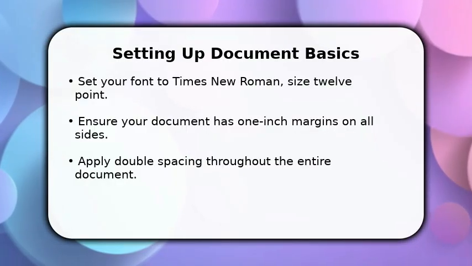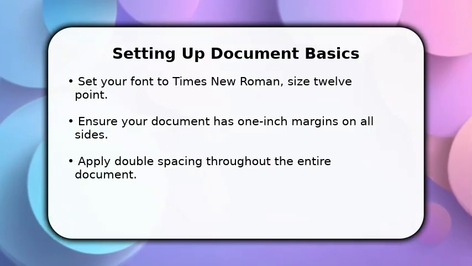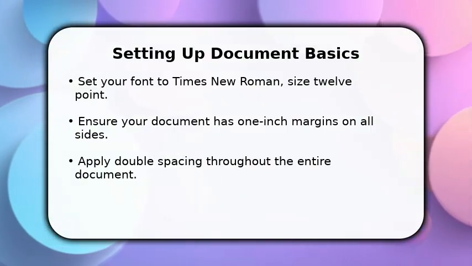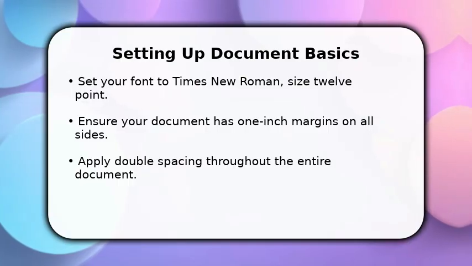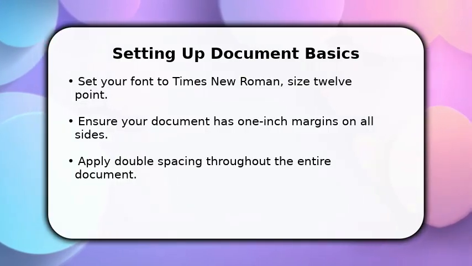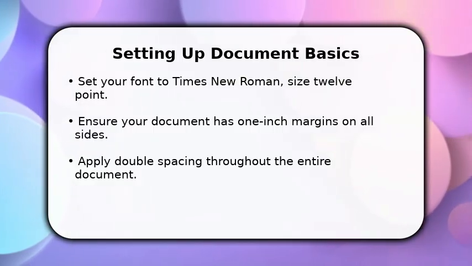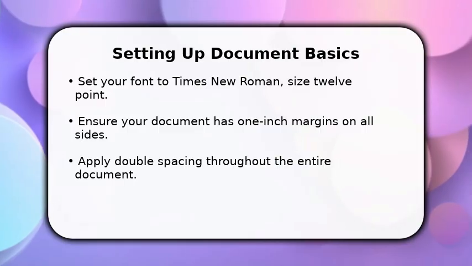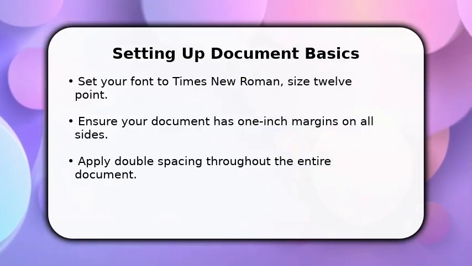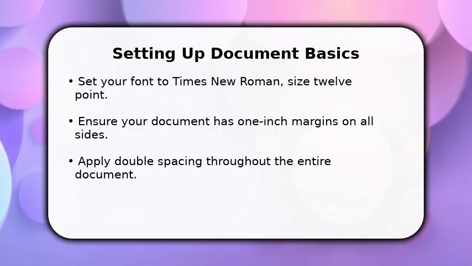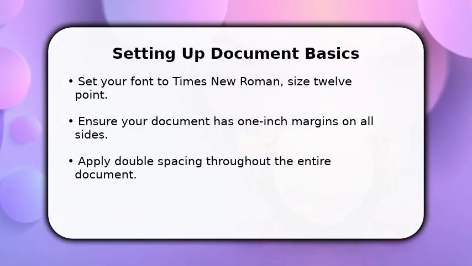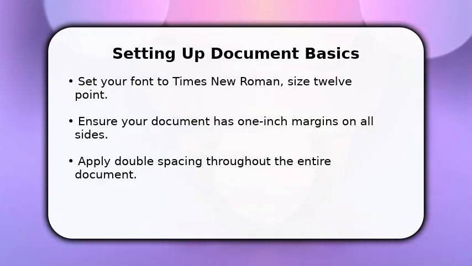In this video, I will show you how to set up MLA format in Google Docs, step by step. First, let's get the document basics right. You'll want to select Times New Roman as your font and set the size to 12 point. Next, make sure your margins are set to 1 inch on all 4 sides. Finally, apply double spacing to your entire document and remove any extra space after paragraphs for a clean, professional look. These foundational steps are crucial for proper MLA formatting.